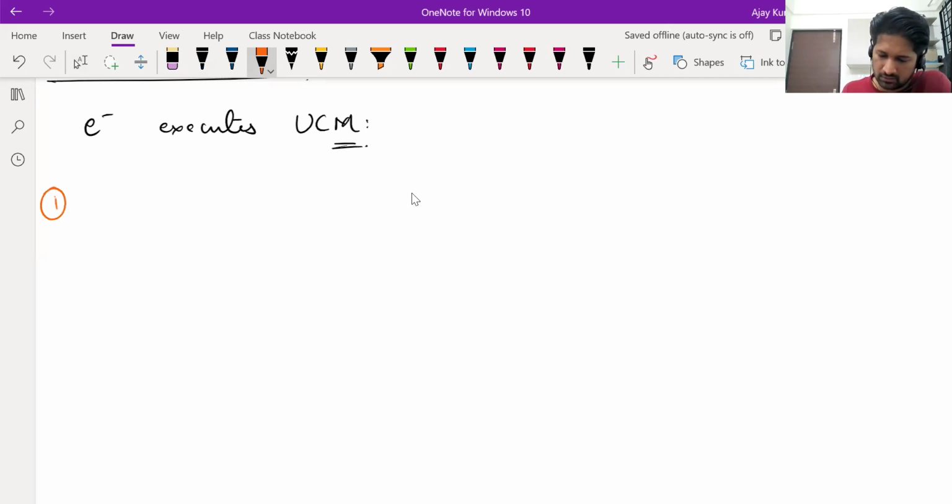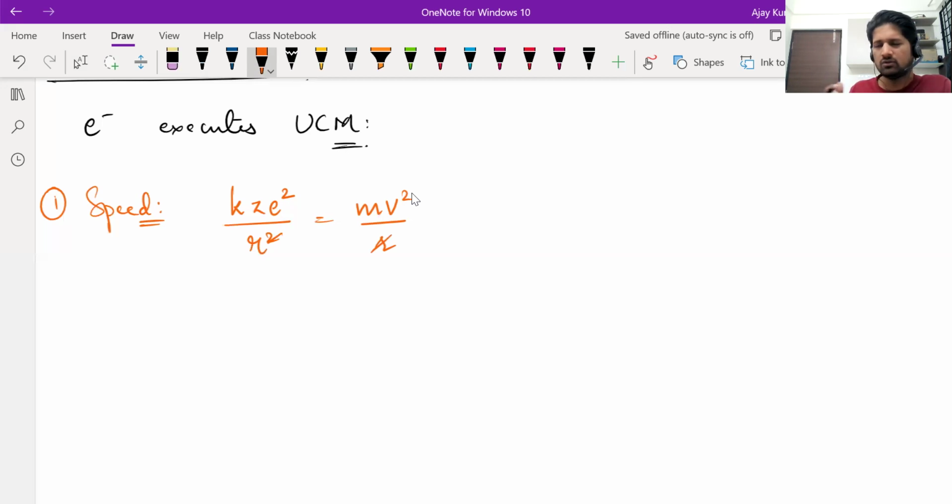Suppose you want to find out the speed of revolution of an electron in a certain orbit. The basic formula: we equate the centripetal force to mv square by r, and then we use Bohr's idea that mvr is equal to nh by 2 pi. Centripetal force between the nucleus and an electron is kZe square by r square, equated to mv square by r. One r gets cancelled, the other r remains. And you know mvr is equal to nh by 2 pi. So if mvr is nh by 2 pi, r becomes nh by 2 pi mv.